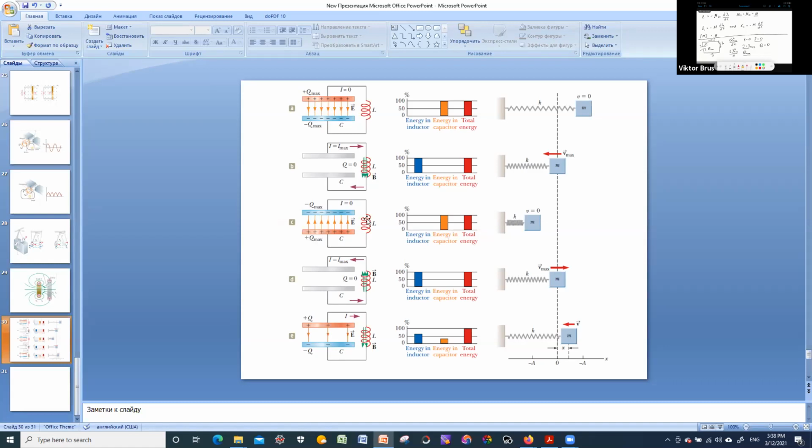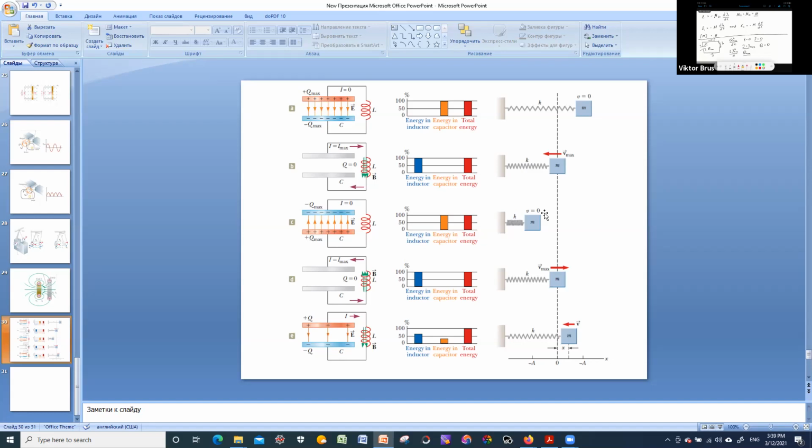So again, after fully discharging the capacitor, the current continues to flow, and this capacitor is charged again back to maximum charge, but with different polarity. So that also results in accumulation of energy in the capacitor, which is equal to total energy, and there will be zero current, so zero energy is accumulated in the inductor. It will be again like another extreme position with maximum potential energy, but velocity of the block is equal to 0.